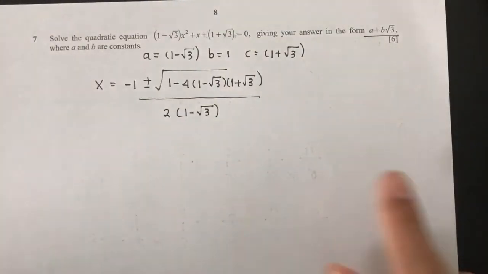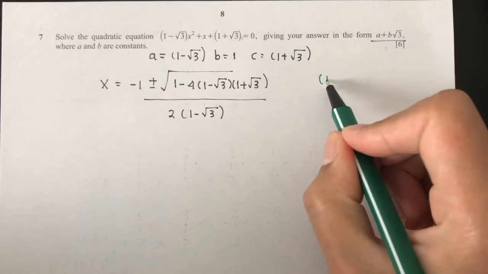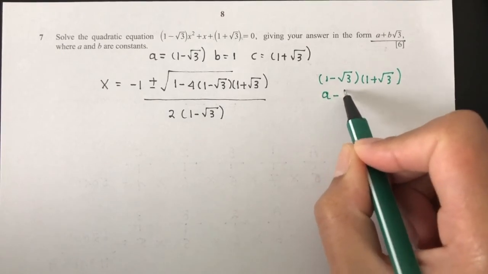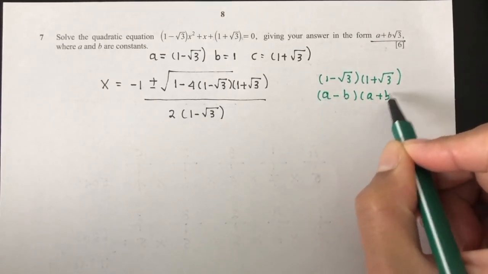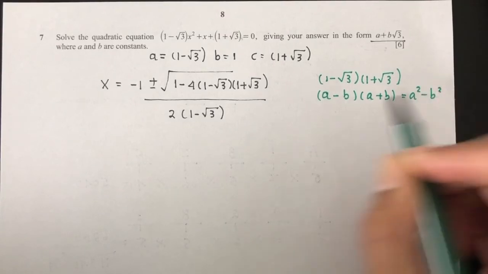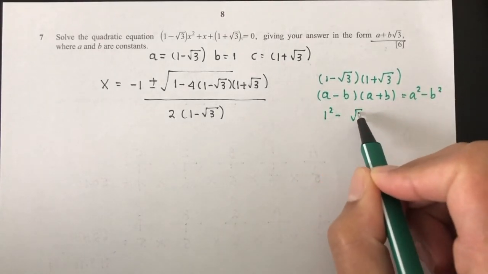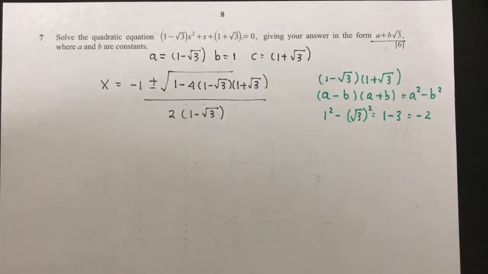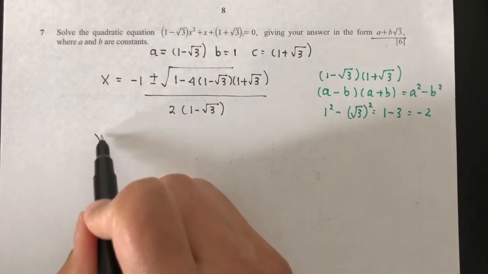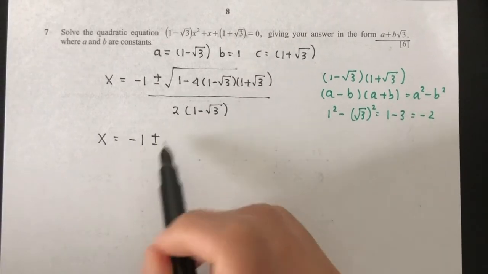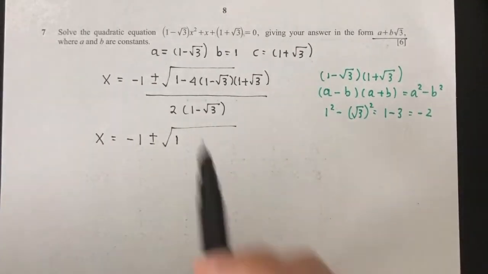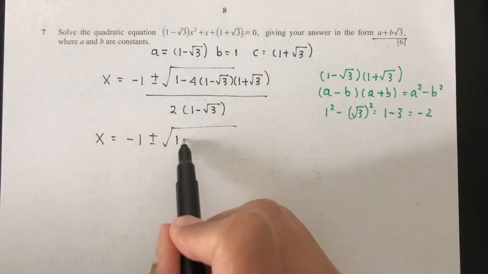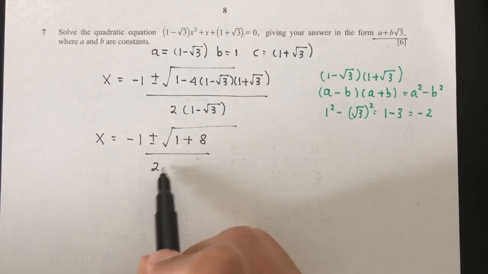Now let's simplify one by one. What is this times this? Let's see. So 1 minus root 3 times 1 plus root 3. This looks the same as a minus b times a plus b. So that is a squared minus b squared. So same way, that will be 1 squared minus root 3 squared. 1 minus 3, that should be minus 2. So going back to your main equation, you will have x is equal to minus 1 plus minus root of 1, that will be minus 4, you have minus 4 times minus 2, be plus 8, over 2.